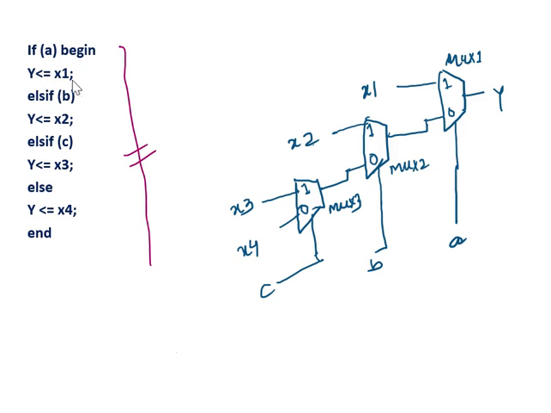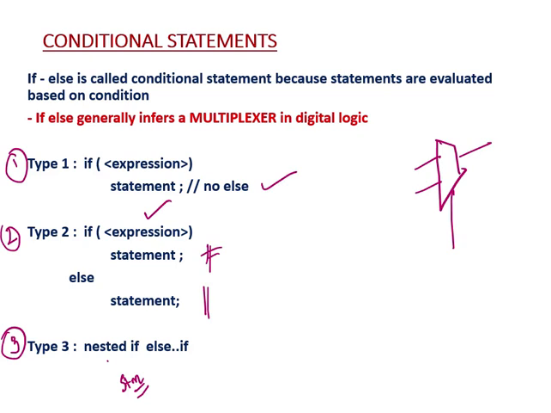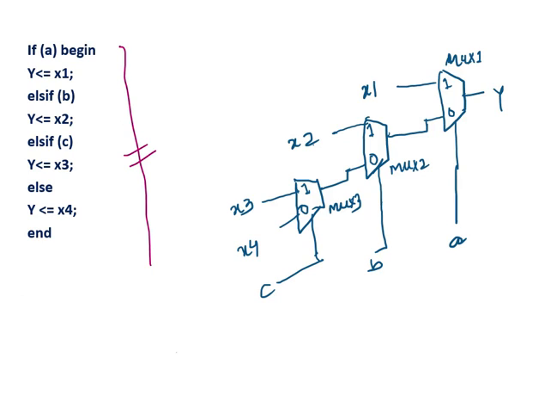If a, begin y equal to x1, else if b, y equal to x2, else if c, y equal to x3, else y equal to x4. See what is written here: this if-else generally enforces a multiplexer. So when there is an if-else condition in your Verilog code, it is converted into real hardware, that is a multiplexer. For example, if a is true, then y equal to x1. Here a, b and c are the select lines.